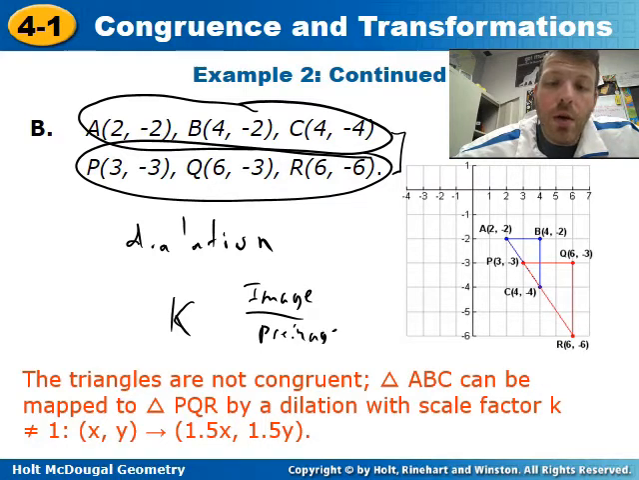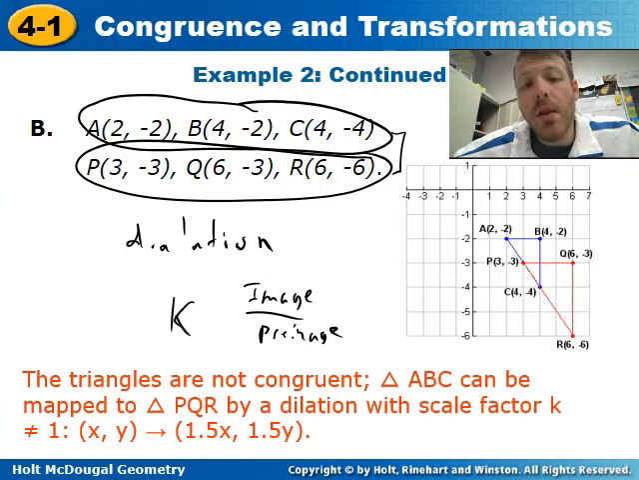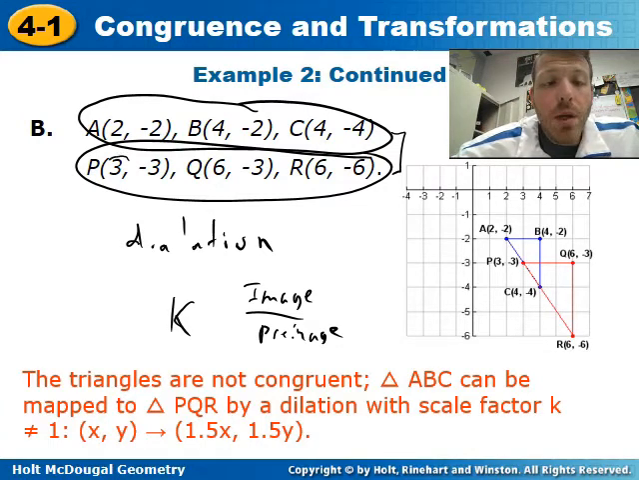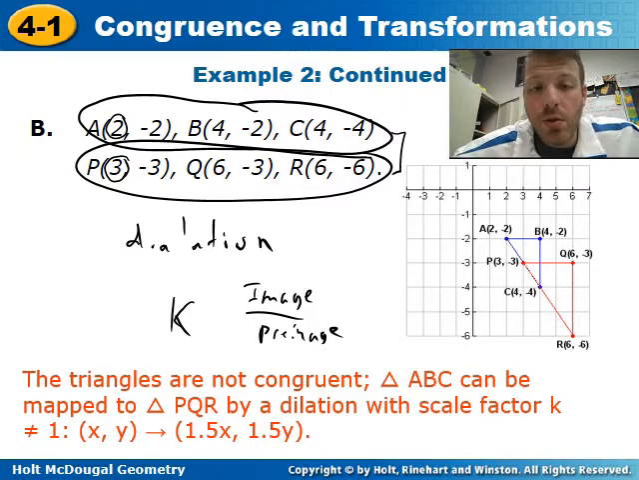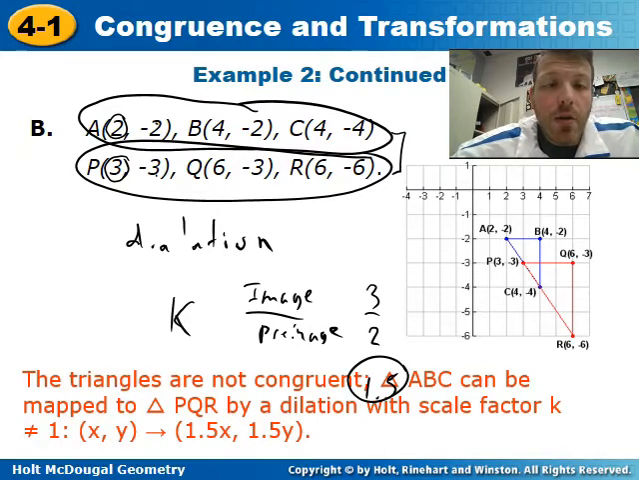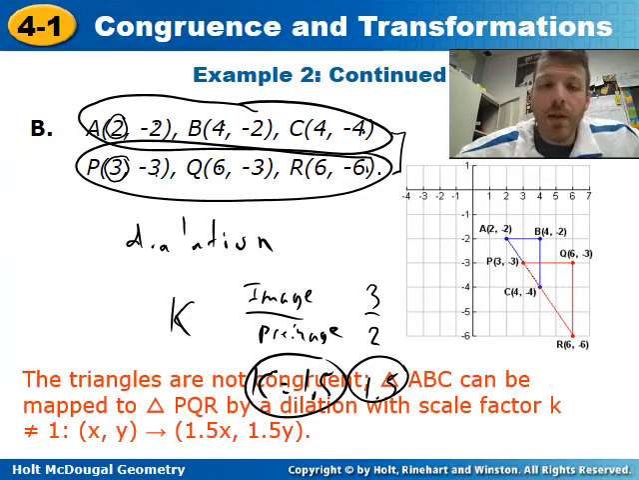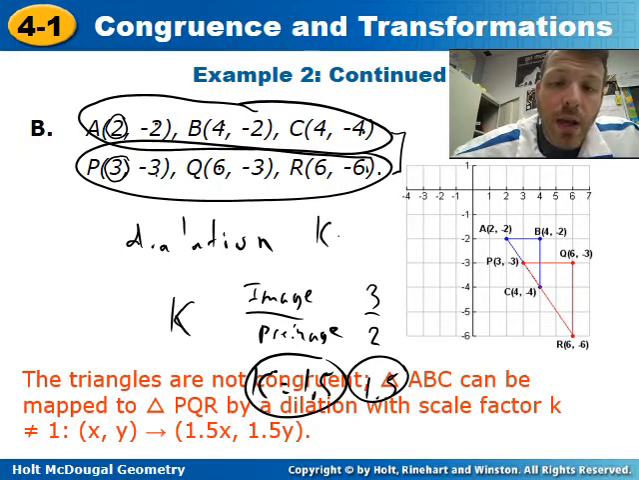And so I can use the coordinates. Let's just look at P. P has an x coordinate of 3, and A correlates with that, which is 2. So I take 3 divided by 2, which is 1.5. If you do that all the way down through here, you'll notice that each of these is 1.5. So K is equal to 1.5. In other words, this is a dilation where K equals 1.5. So no, these are not congruent.